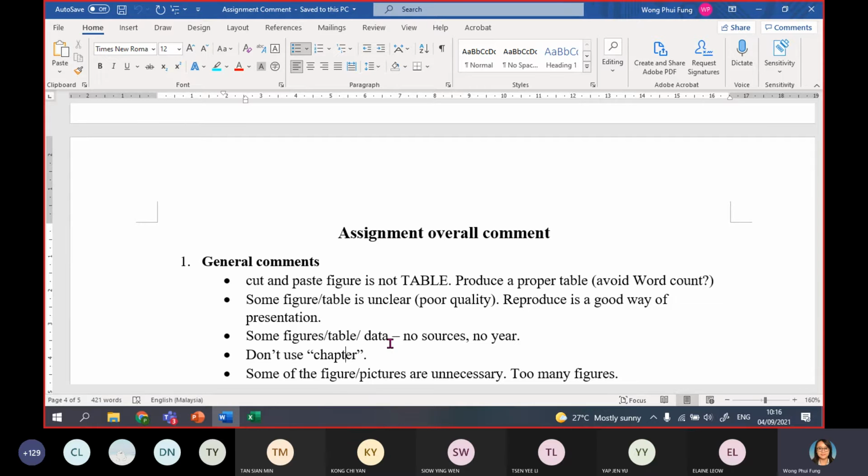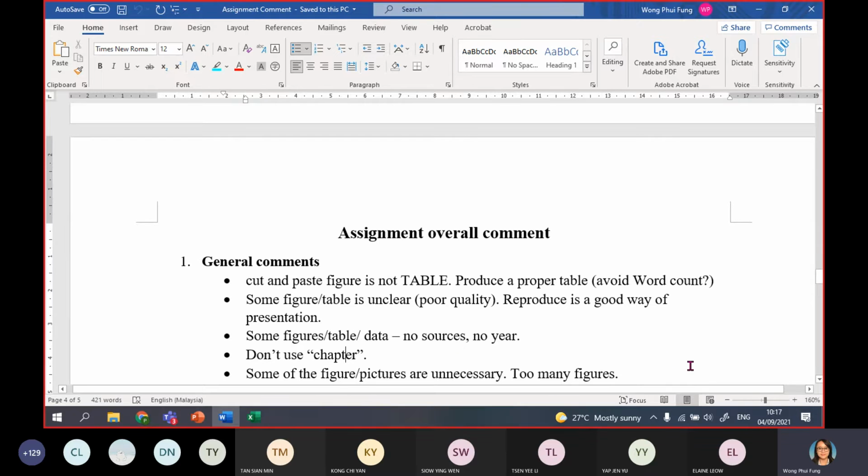Please do not repeat this mistake at integrated project. I don't want to see the integrated project report later where you use chapter. Please remember this one, or else you will get scolded by the lecturer, okay?